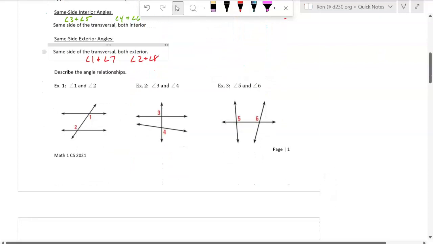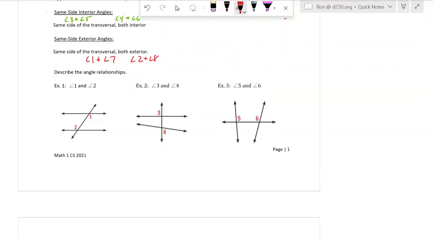So let's look at some examples here. Describe the angle relationship. When we say describe the angle relationships, we're going to say, are they corresponding? Are they alternate interior? Are they same side interior? And we could also incorporate exterior with both of those.